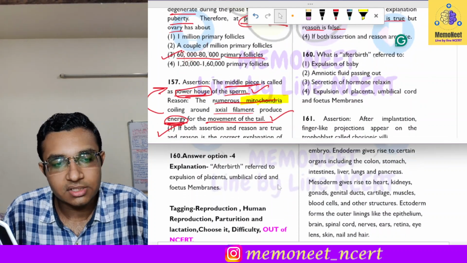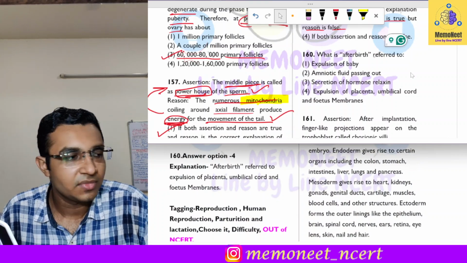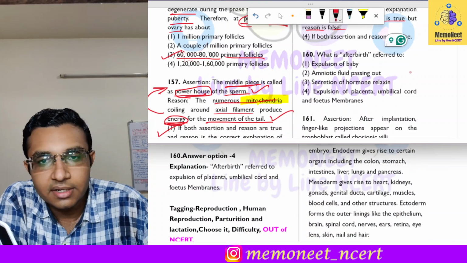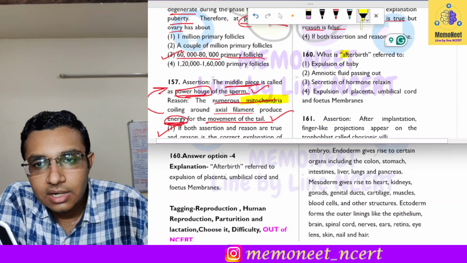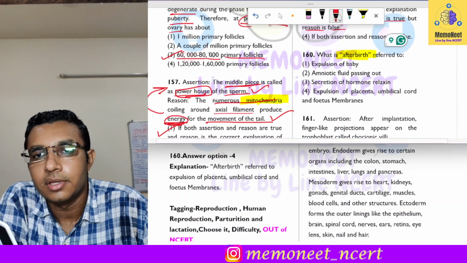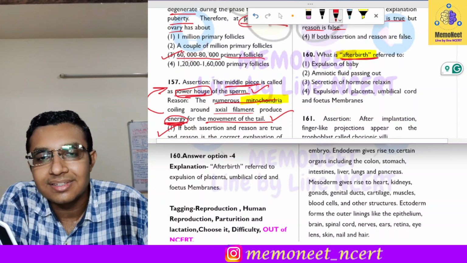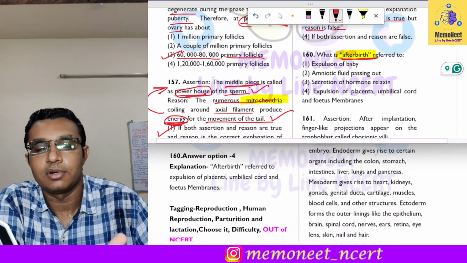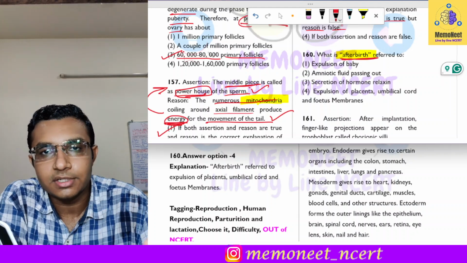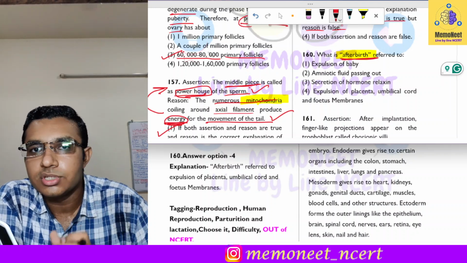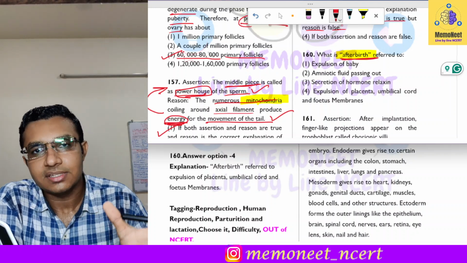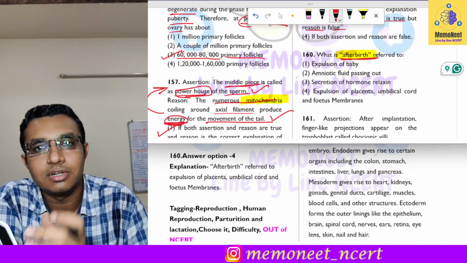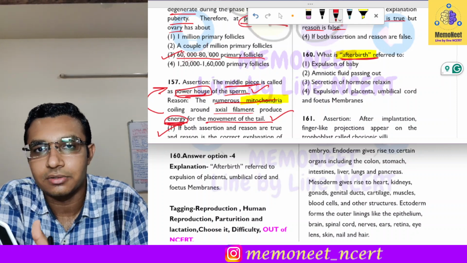Moving on to the next question, that is question number 160. Now in this question it is given as what is the afterbirth referred to? So the term afterbirth is referred to what? So what happens after birth? After birth of the fetus means after the process of parturition has completed, means the fetus is expelled out of the uterus through the vagina, through the birth tract, birth canal.